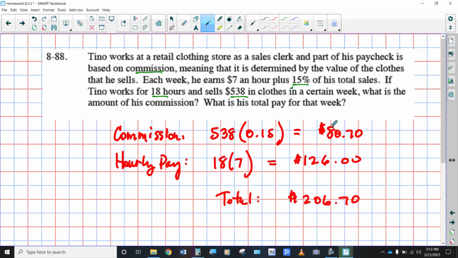So he's going to make this money because of all the clothes that he sold. And then his hourly, which is $7 per hour times 18, is 126. When you add those together, his paycheck for this week is $206.70.